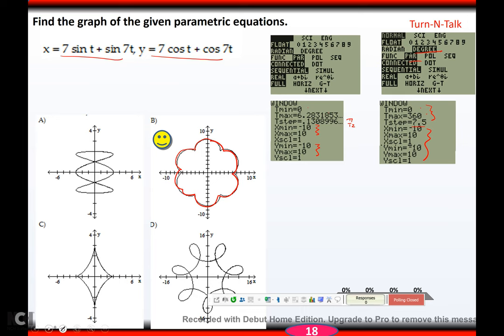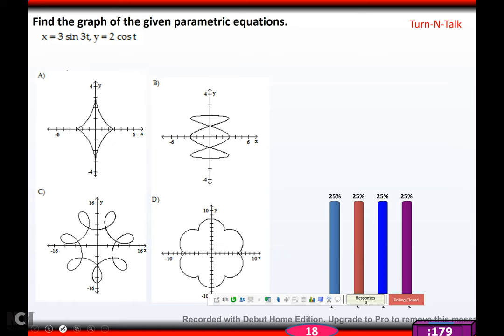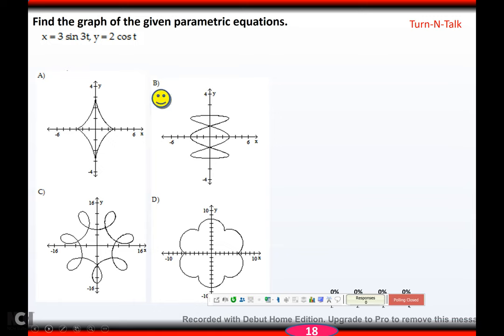All right. Try this one. Hit pause. Come back when you're ready. And hopefully you got B.